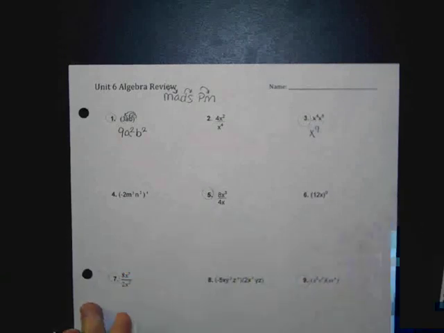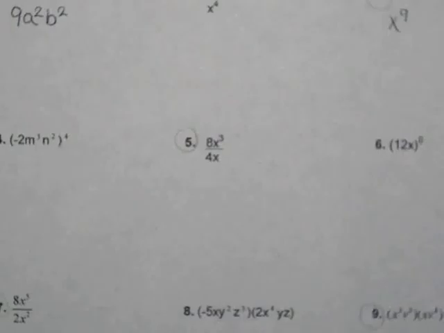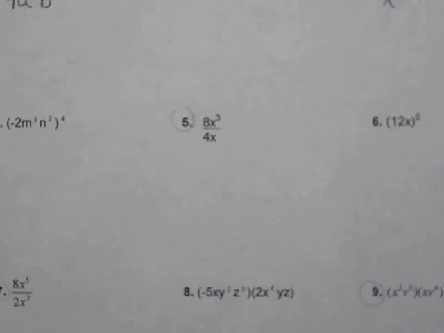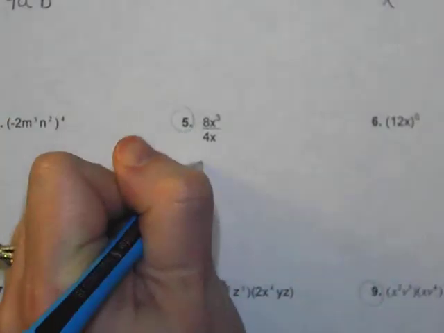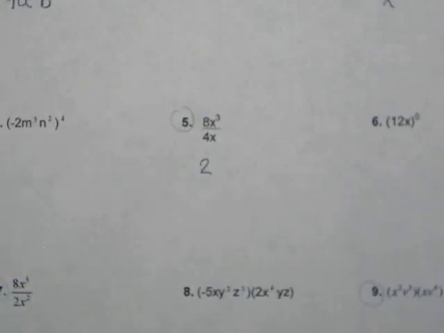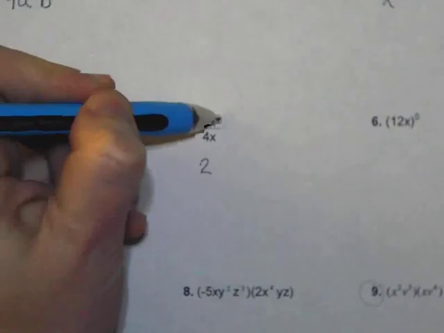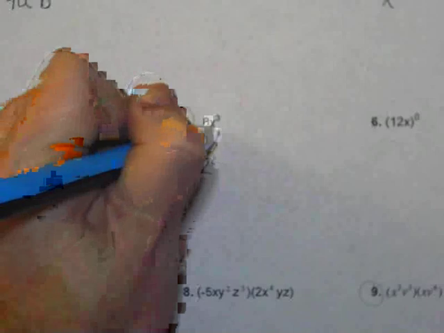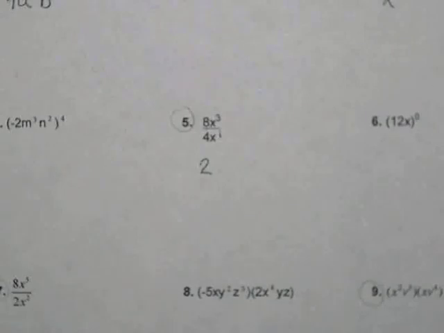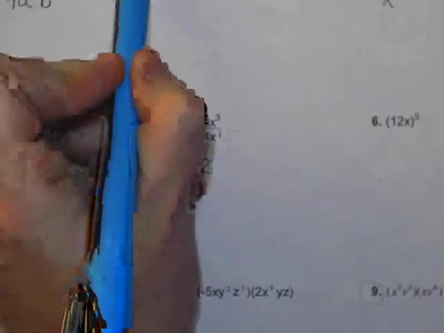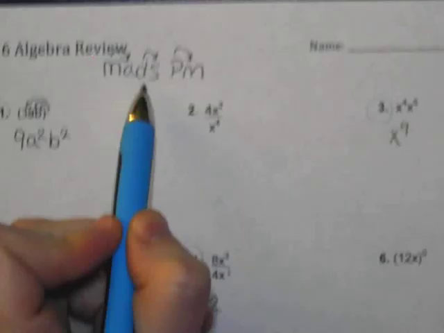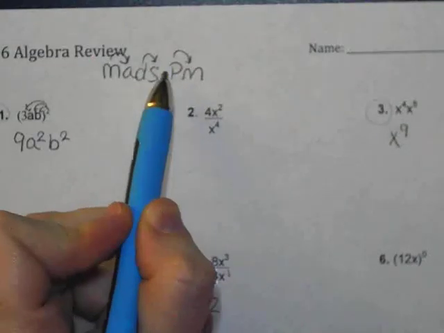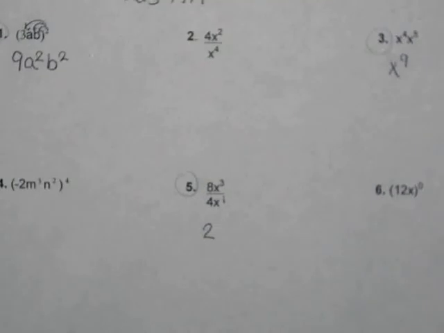Number 5. Coefficients, always deal with those first. It makes things a little bit simpler on you. So 8 over 4 is essentially the same thing as 8 divided by 4, which is 2. And x cubed divided by x to the 1st, that's a hidden 1 there. We're dividing in the problem, which following MADS PM tells me to subtract my exponents. And my rule of thumb is wherever the larger exponent is where my answer is going to be written.